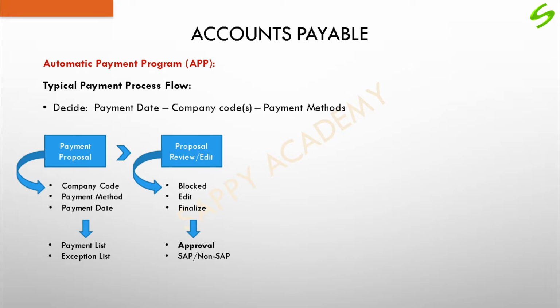Once the proposal is finalized, it can be approved. The approval can be in SAP or in non-SAP. Some companies do the approval within SAP. In SAP ECC EHP 7 onwards, SAP has provided an approval workflow for the payment proposal. What is a workflow and what does it do? Once the payment proposal is created, it triggers a notification to the authorized person to make changes to the proposal and approve it. This function is provided by SAP in EHP 7, which is the ECC 6 EHP 7 version, and in S4HANA it is already available.